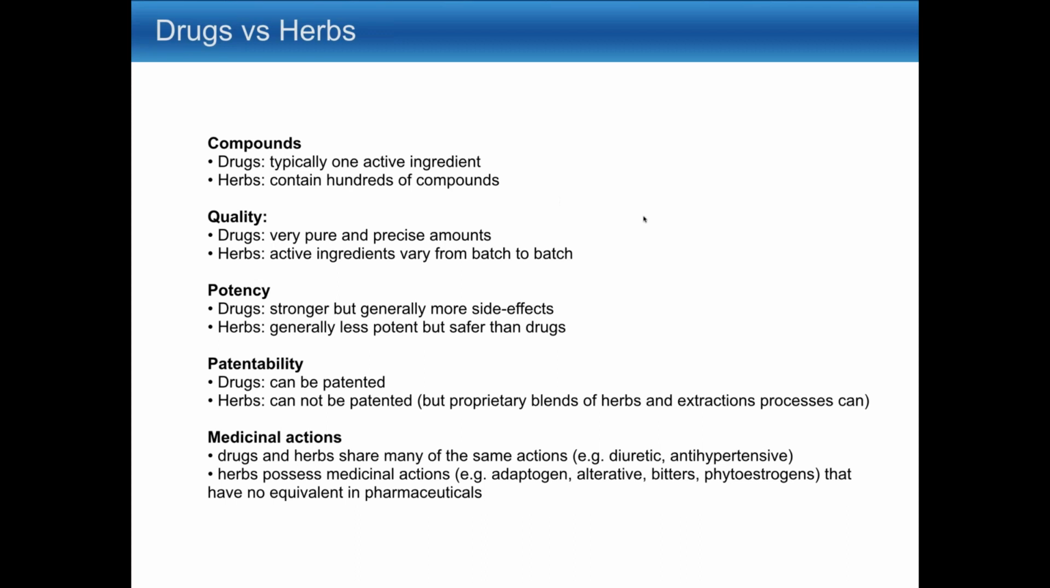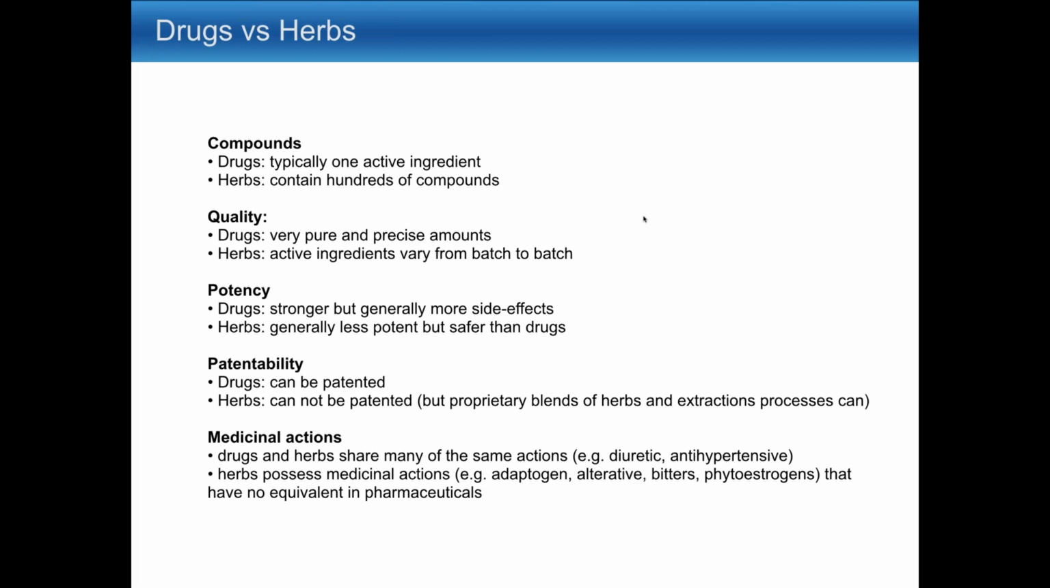Another example is alteratives. There's no drug that acts as an alterative, and this dates back to Greco-Roman times, where they used alterative herbs to clean the blood for various conditions, for skin conditions or other conditions where it was believed that people were dyscratic or had dirty blood that was contributing to the problem. Digestive bitters, although a lot of drugs taste bitter, they don't necessarily have a bitter action, and so bitters are used to promote digestion.